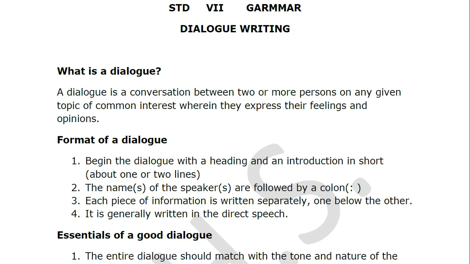The name or names of the speaker or speakers are followed by a colon. So whoever is speaking, like I just said, Rima and Pooja. The moment you write Rima, you will have a colon. The moment you have Pooja, you will have a colon. You do not have inverted commas. Instead of inverted commas, you have a colon in a dialogue.